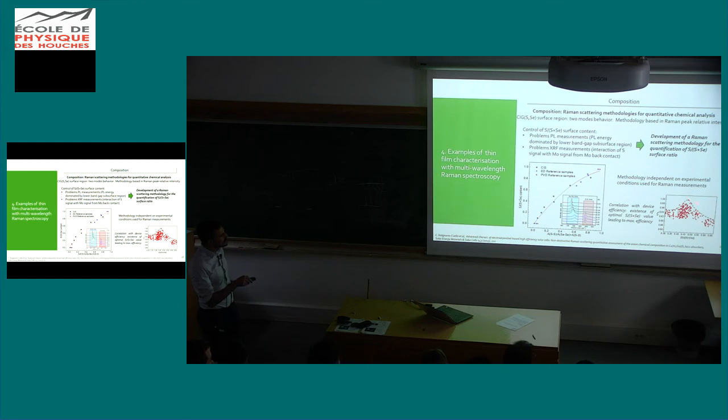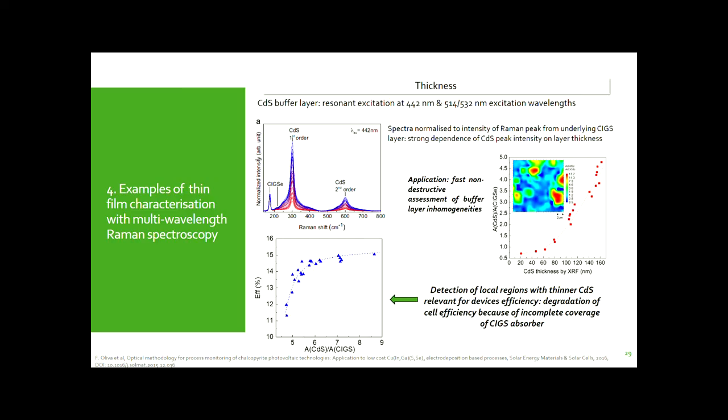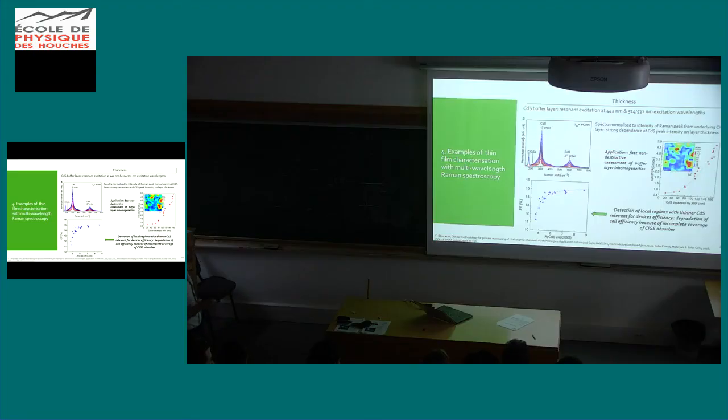This is an example of how just adjusting the sulfur content in your surface, you can maximize your efficiency. So you can even correlate the composition extracted by Raman with the efficiency of your devices. This is also useful for the buffer layer, and you can have access to the thickness of your buffer layer using Raman spectroscopy. The same for the different thicknesses, just using the intensity of your peak, you can know the thickness of your buffer layer, and you can even correlate this thickness with the efficiency of your devices.